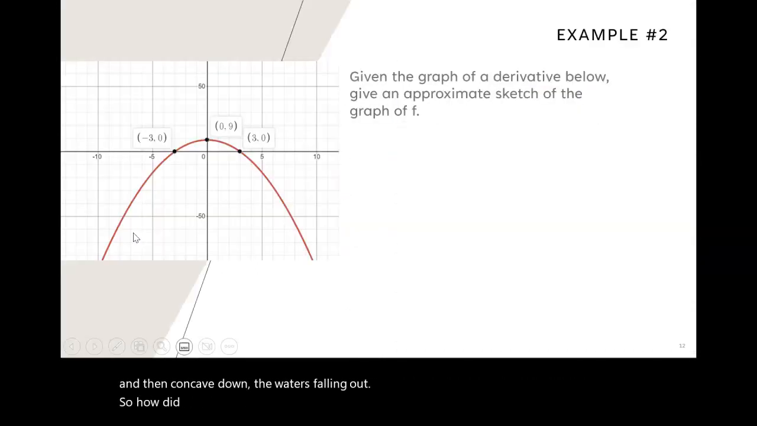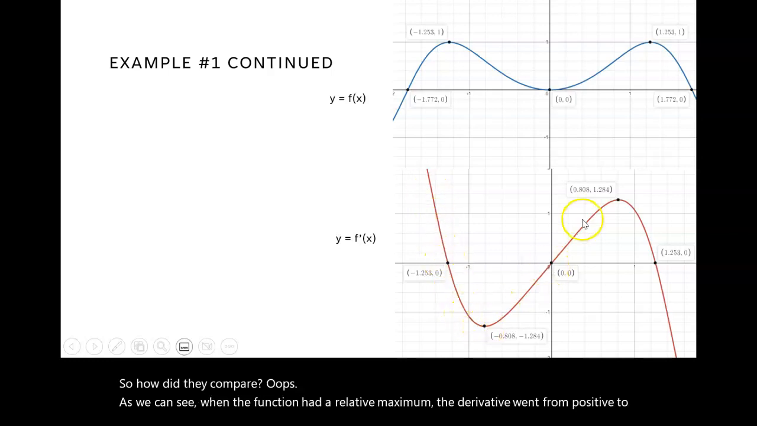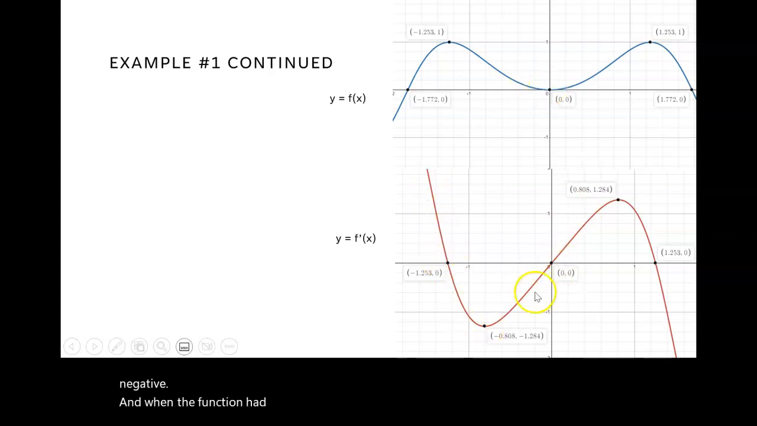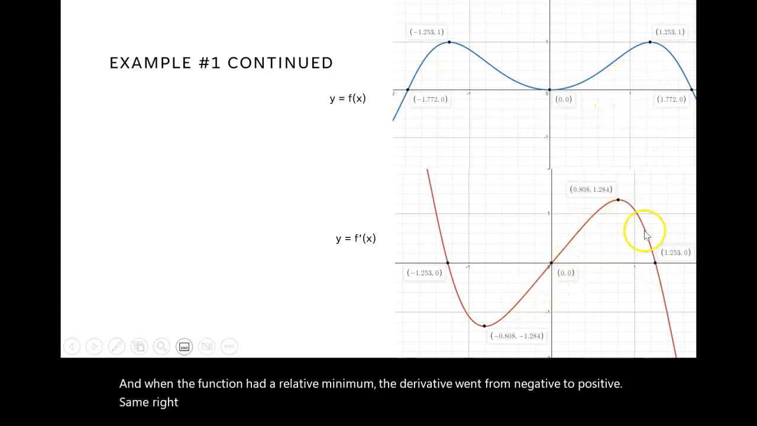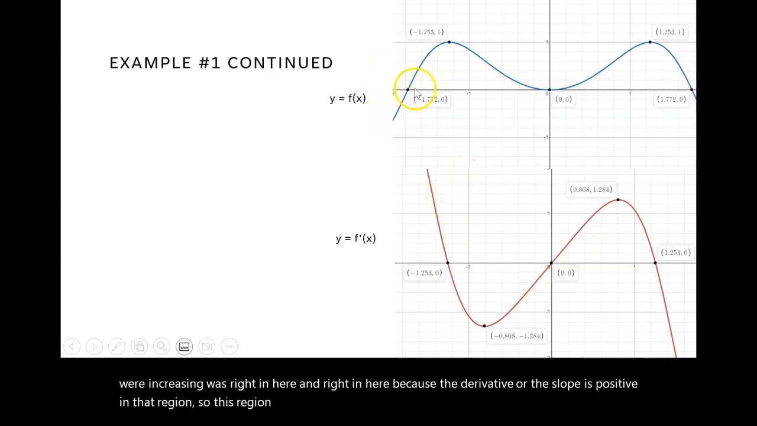So how do they compare? As we can see, when the function had a relative maximum, the derivative went from positive to negative. And when the function had a relative minimum, the derivative went from negative to positive. Same right here at 1.253, the derivative went from positive to negative. And you can see everywhere we were increasing was right in here and right in here, because the derivative, or the slope, is positive in that region. So this region corresponds to where the function increased.